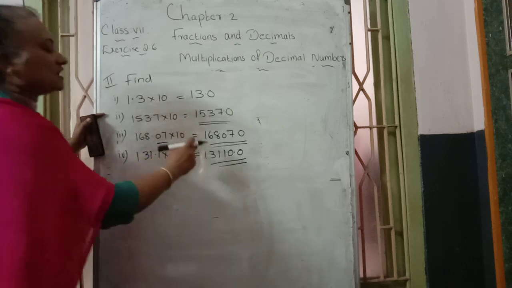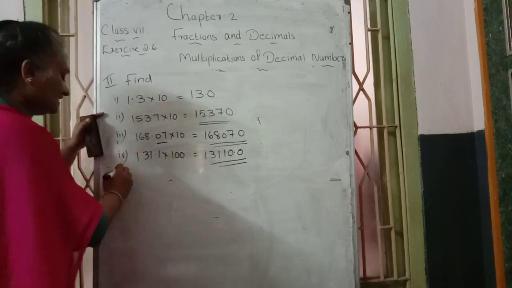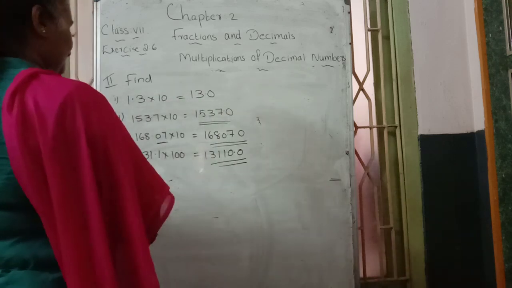13,110.0 means leave. So the answer becomes 13,110. Then next, another question.